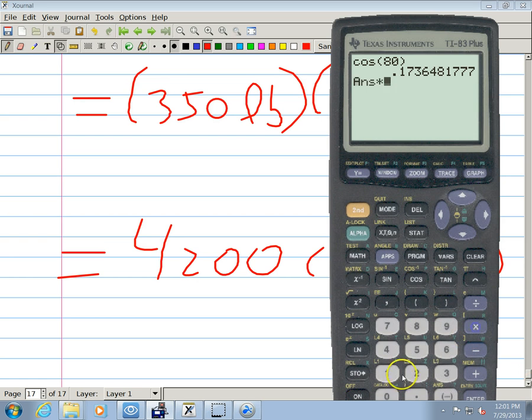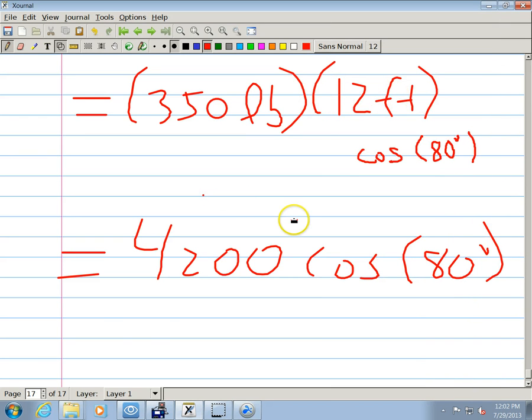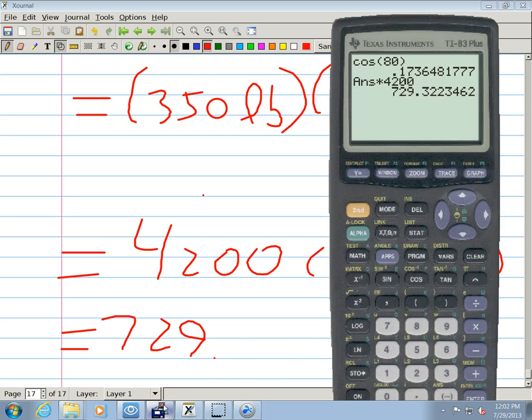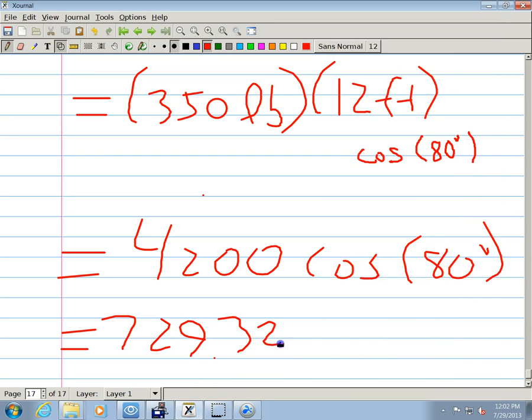Times 4,200 is 729.322 foot-pounds. Notice the units: foot-pounds, okay? All right. But now think about it. What if I did 0 degrees?